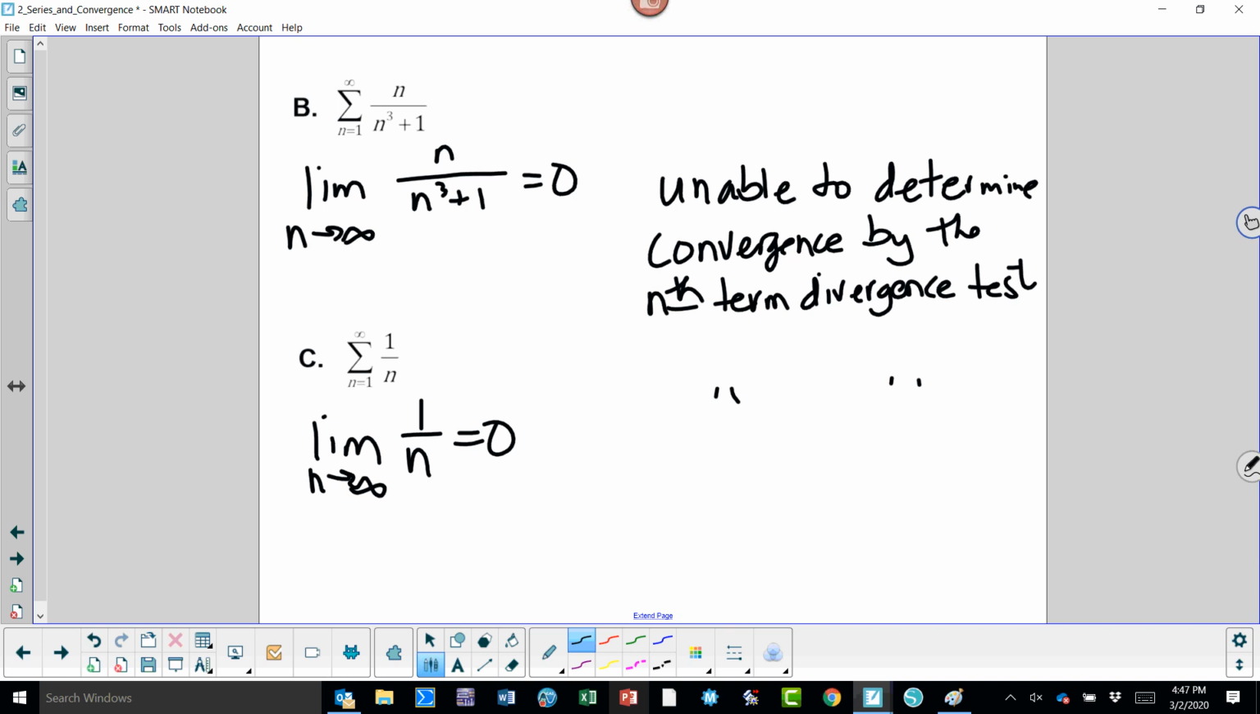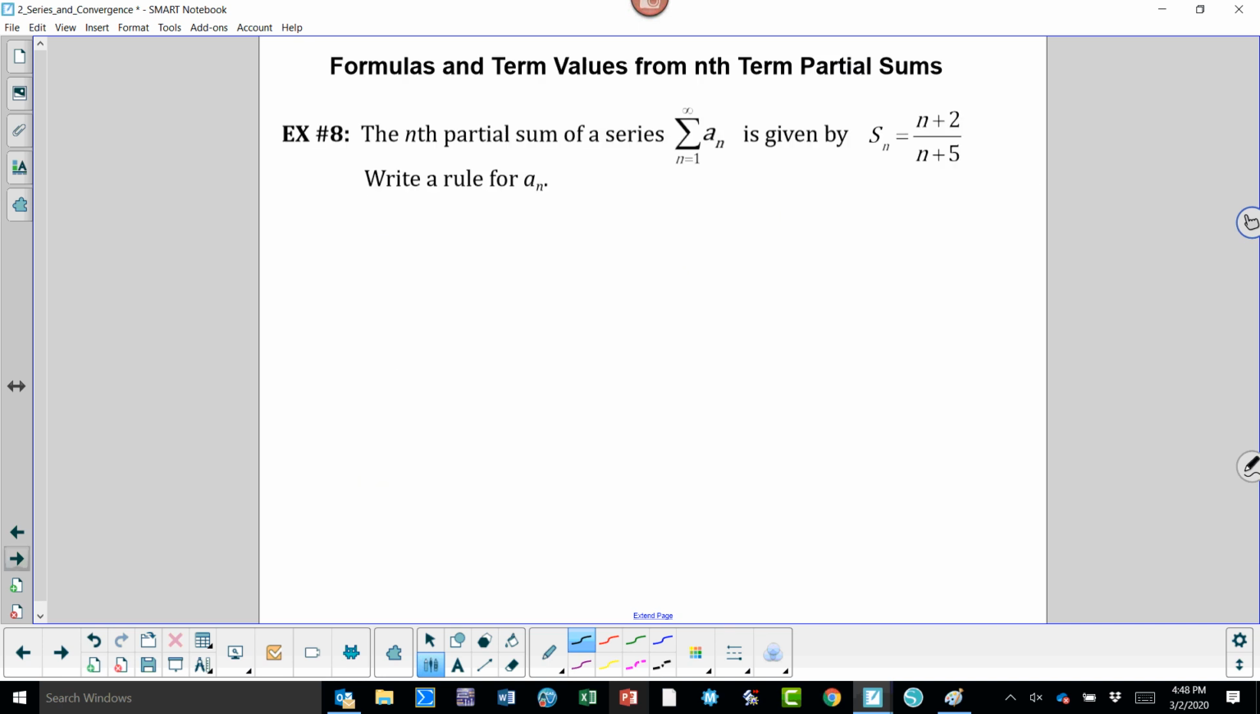We can't determine anything. Now, I will tell you that B, in fact, does converge and C does not converge. But we don't know that yet. We don't know how to do it. We need more information. We don't know enough. So this test just was inconclusive, the nth term test. The tests that we're going to learn later in other sections would be able to help us figure that out, and that's how I know that those do what they do.